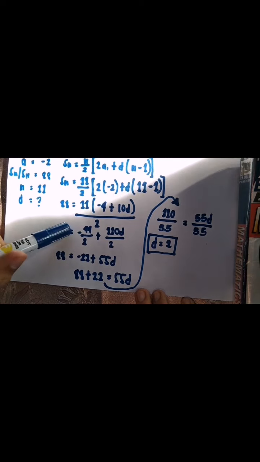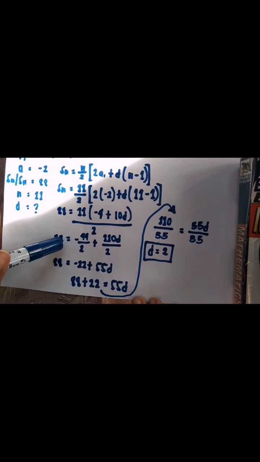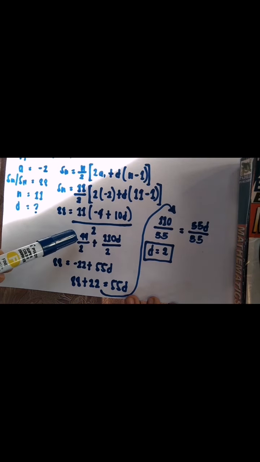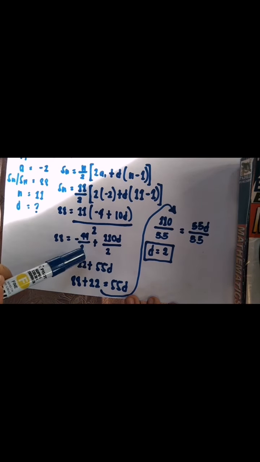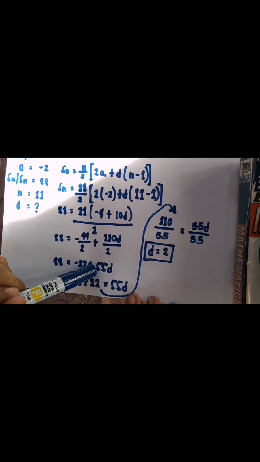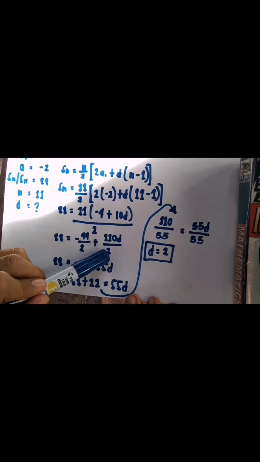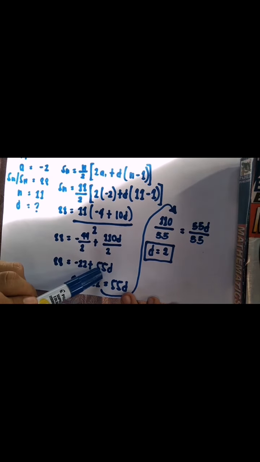Then after that, 88 is equal to negative 22 plus 55D, because we divide it by 2. So 44 divided by 2 becomes negative 22, plus 110 divided by 2 becomes 55.